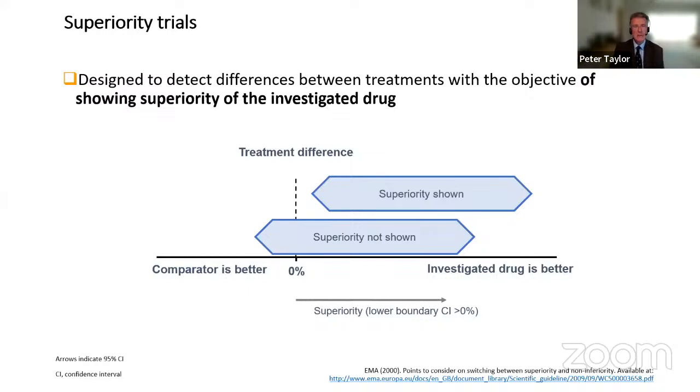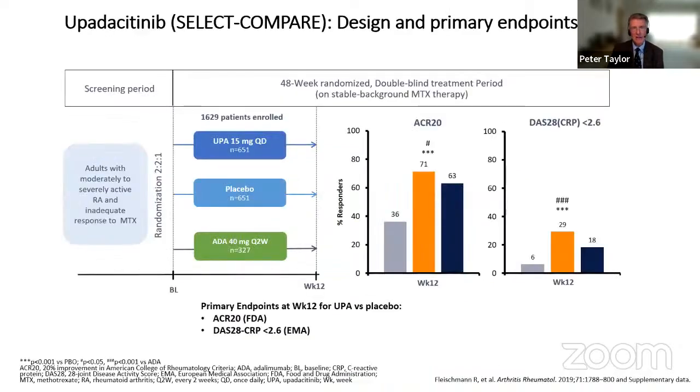So let's now consider the issue of superiority trials. And here, if you want to show superiority, the lower confidence interval of the data from the test drug has to be above 0, and that would show superiority. Whereas you can see in the bottom part of this cartoon that you would not show superiority if the lower confidence interval is less than 0. So let's take a look at an example.